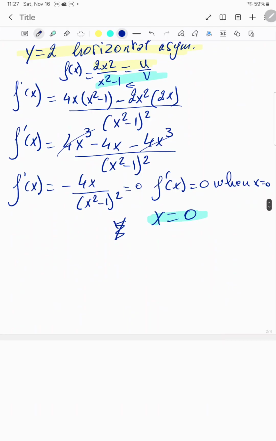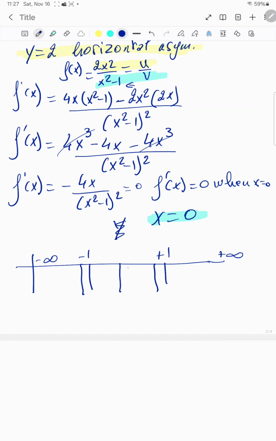So if I want to study where it increases, where it decreases, I have to draw my famous table. I know my domain is minus infinity to plus infinity, but I cannot have minus 1, and I cannot have plus 1, and I have 0 as a critical point. So this is f prime of x, and this is f of x.